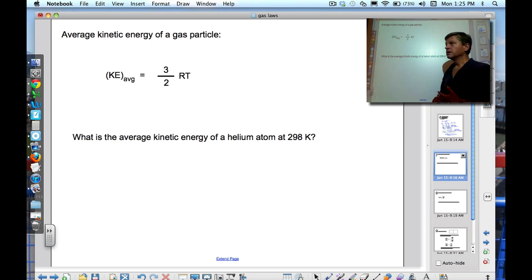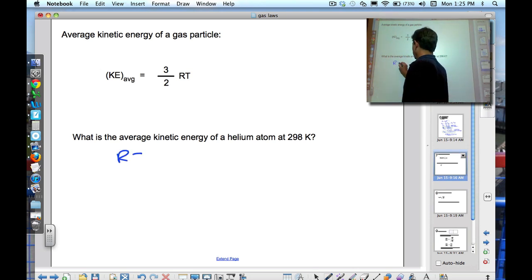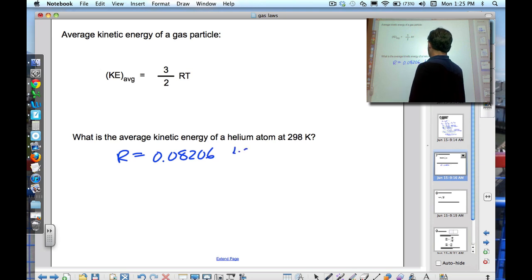If you go through the derivation, which is in the textbook, I'm not going to go through it now because it's not that important, it turns out that to calculate the average kinetic energy, all you have to do is multiply the temperature by R, the gas constant, and multiply that by 3/2. That will give you the kinetic energy. Well, R we know, and we've been using it all chapters: 0.08206 liter atmospheres per mole Kelvin.